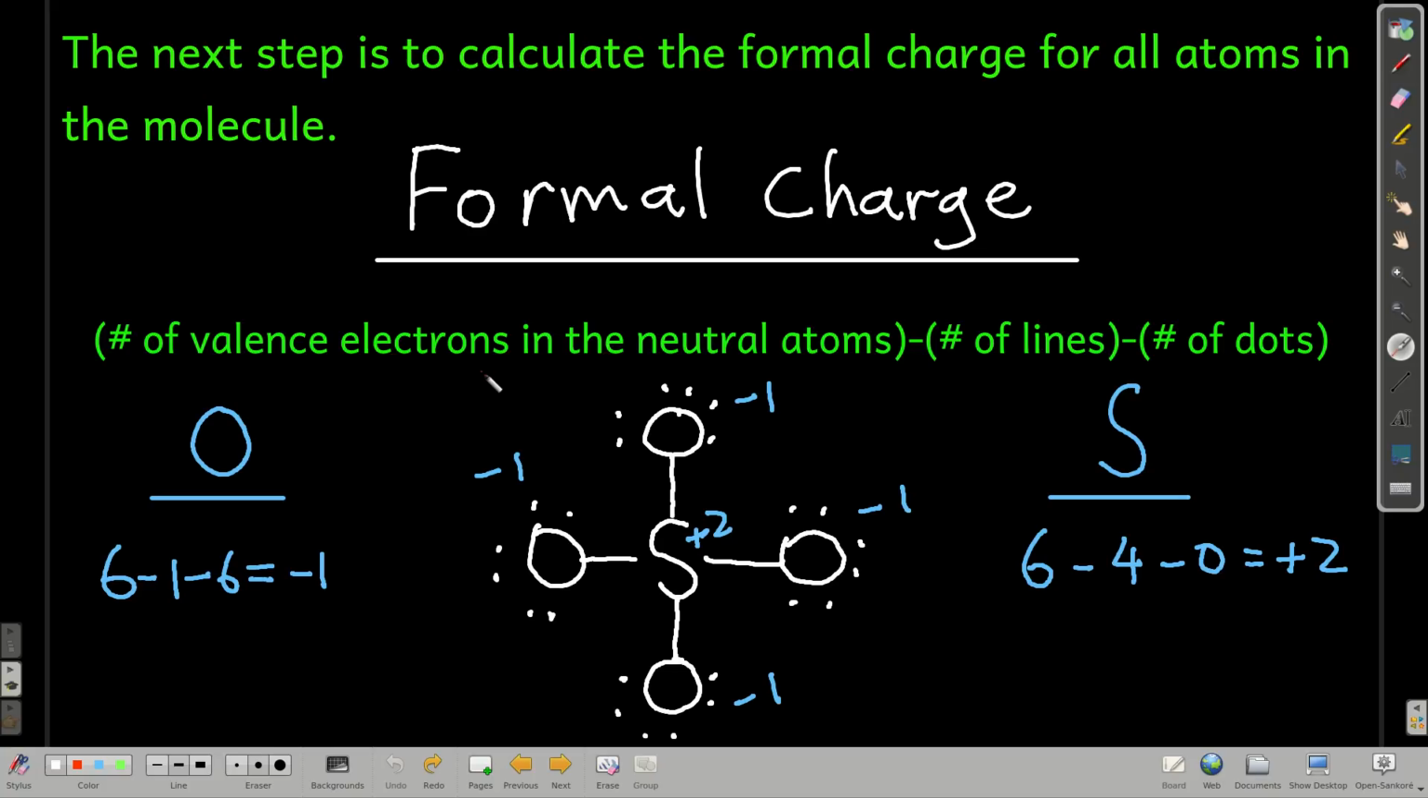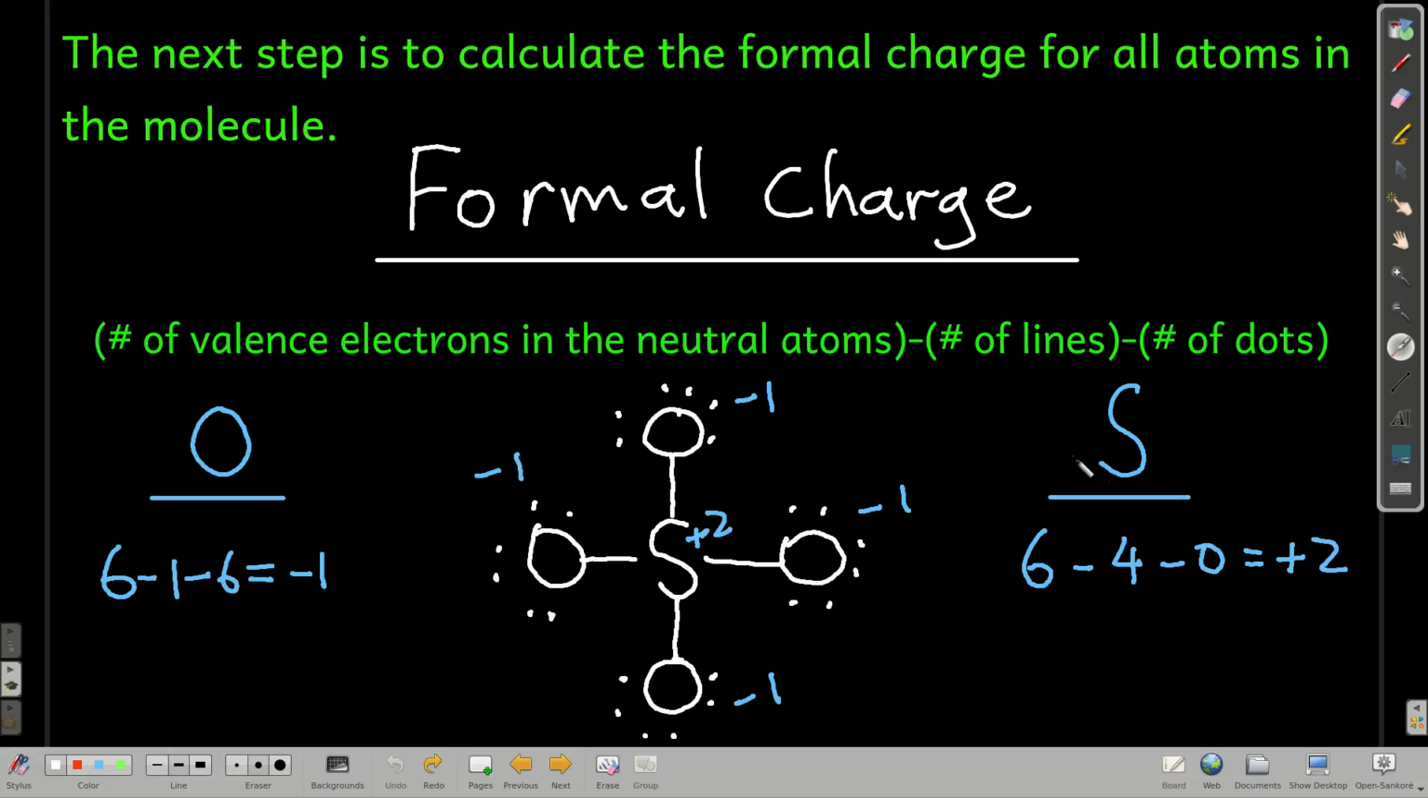All you do is you take the number of valence electrons that the neutral atom has, subtract out the number of lines touching that atom, and subtract out the number of dots on that atom. So for example, all of these oxygens look just the same in this structure. This is sulfate. We're continuing on with sulfate, by the way. So there are 6 valence electrons in a neutral oxygen atom, minus 1 line right here, minus 6 dots, 2, 4, 6, adds up to be -1. The formal charge on each of these oxygens in this structure is -1.